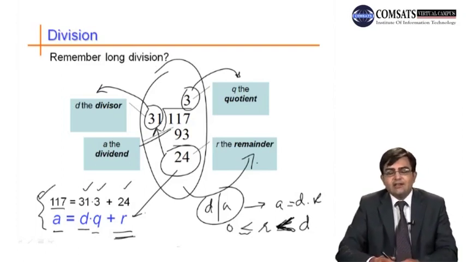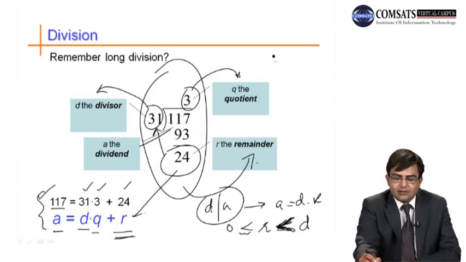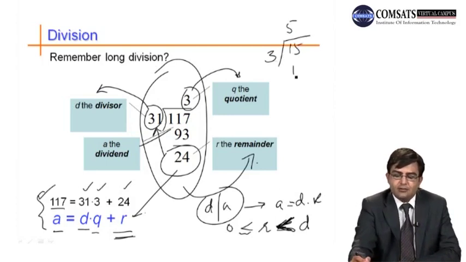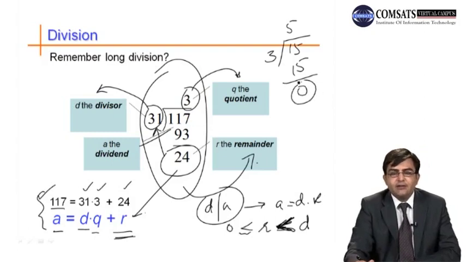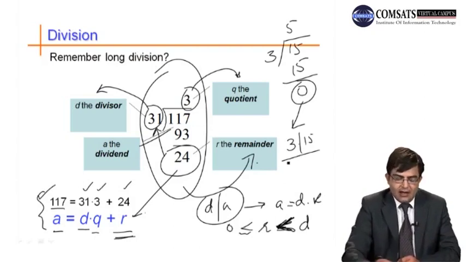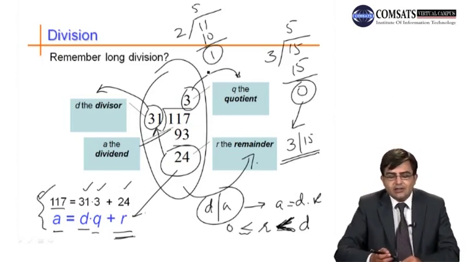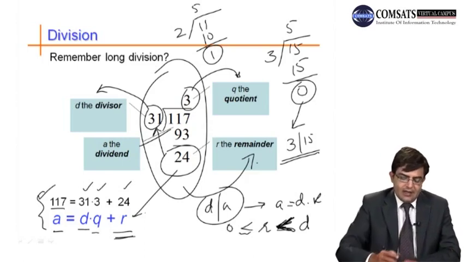If r is 0, then d divides a completely. For example, if 3 divides 15, the remainder is 0. If the remainder is 0, we say that 3 divides 15 completely, and we write it as this. And if 2 divides 11, then 2 fives are 10, and the remainder is 1. In this case, 2 doesn't divide 11 completely, and we write it as this.